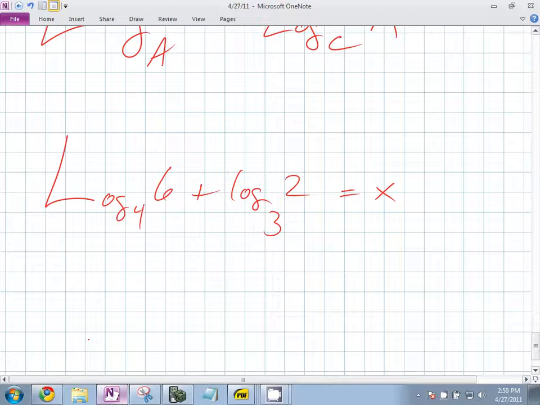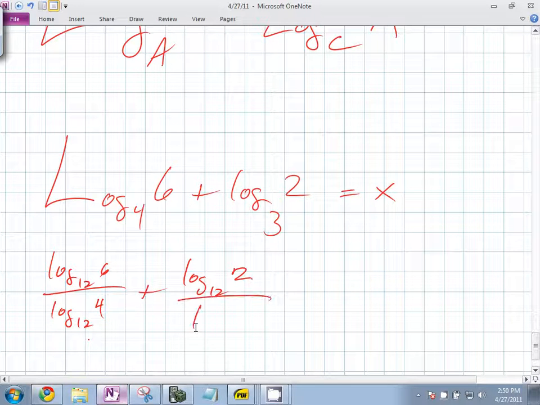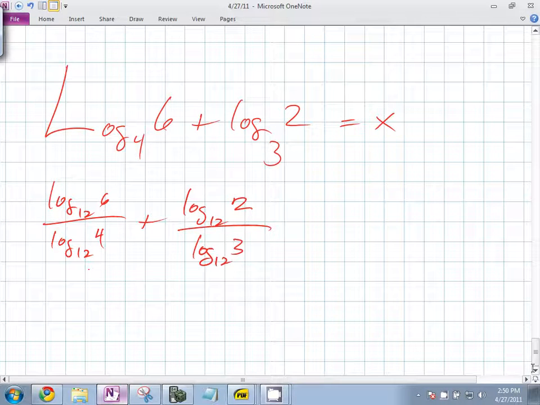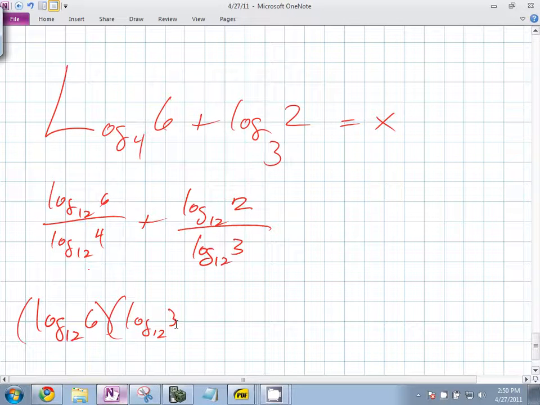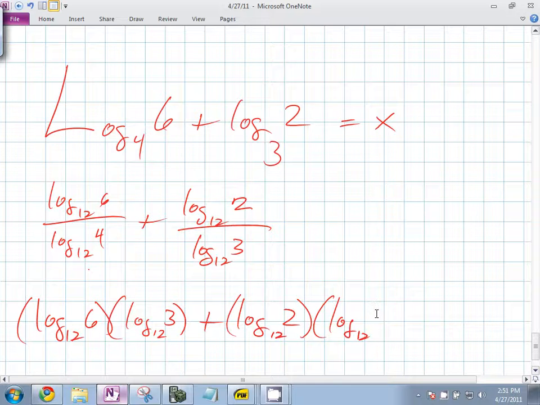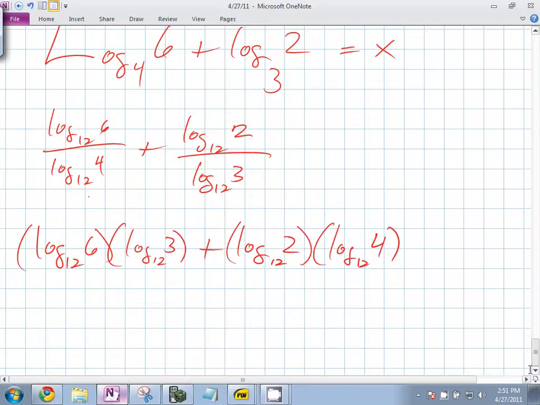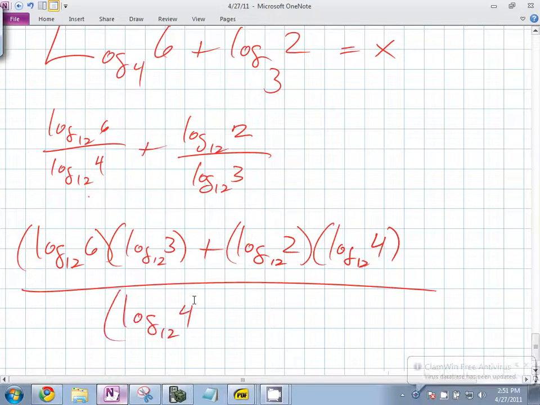Log base 12 of 6 over log base 12 of 4 plus log base 12 of 2 over log base 12 of 3. Right. Now you need a common denominator in order to add fractions. You do not have a common denominator. So that's the simplest you can get. No, you could do log base 12 of 6 times log base 12 of 3 plus log base 12 of 2 times log base 12 of 4, all over, what's our common denominator? Log base 12 of 4 times log base 12 of 3. Okay. But that's intensely more big than you need it to be.